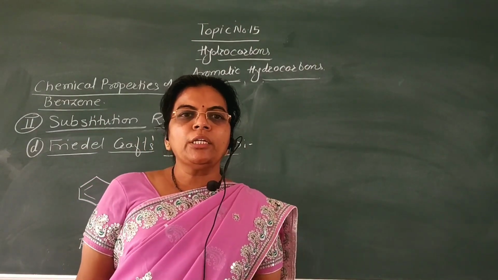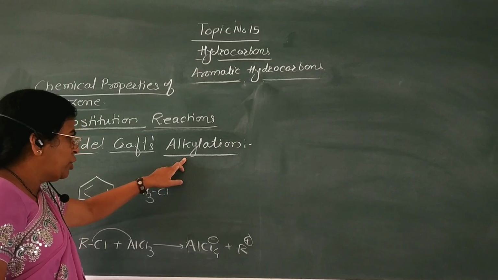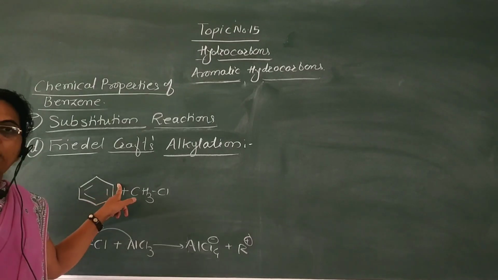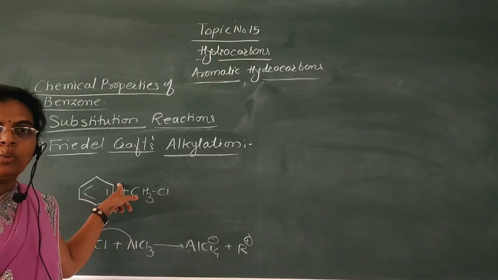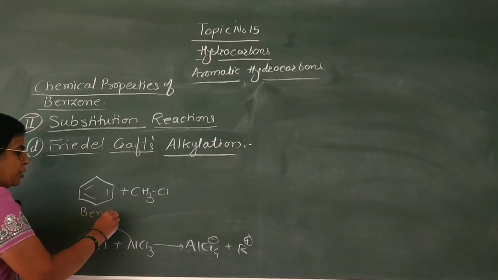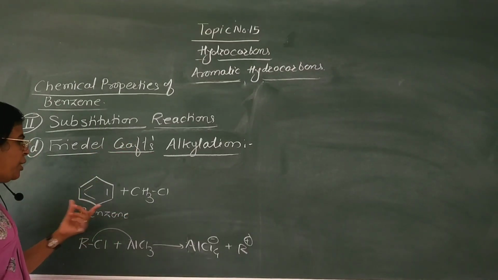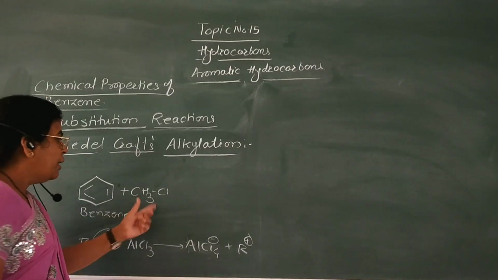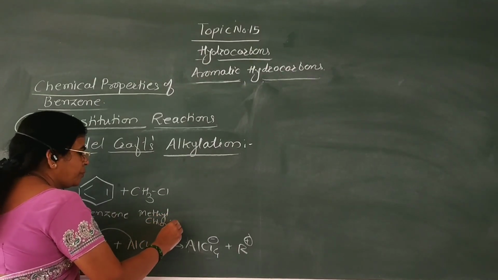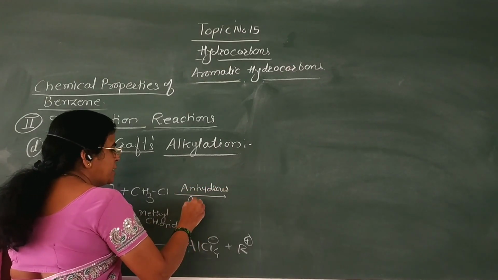Now the next substitution reaction we are going to see is Friedel-Crafts alkylation. In Friedel-Crafts alkylation, one hydrogen atom from benzene is replaced by an alkyl group, that is an R group. When one hydrogen atom from the benzene ring is replaced by an alkyl group, it is called alkylation of benzene. Now here, when benzene is treated with an alkyl halide like methyl chloride, in presence of anhydrous aluminum chloride, anhydrous AlCl3.